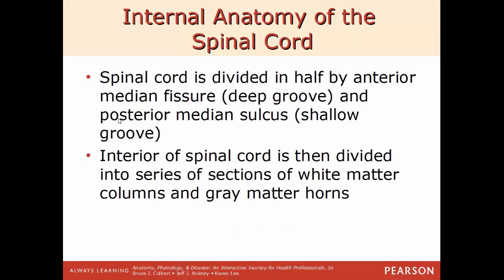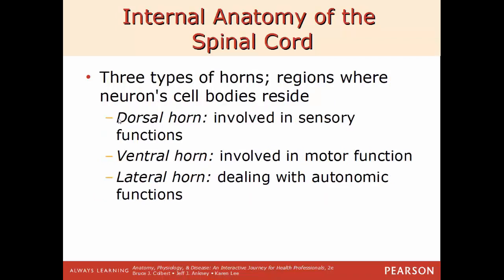Now, the spinal cord is divided in half by an anterior median fissure, a deep groove, and also a posterior median sulcus, a shallow groove. Now, the interior of the spinal cord is further divided into a series of sections of white matter columns and gray matter horns. There are three types of horns. These are regions where the neurons' cell bodies are found.